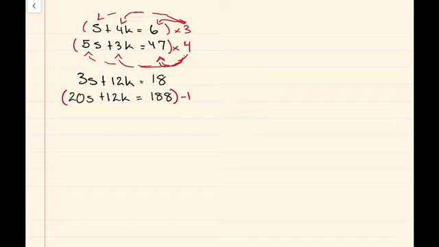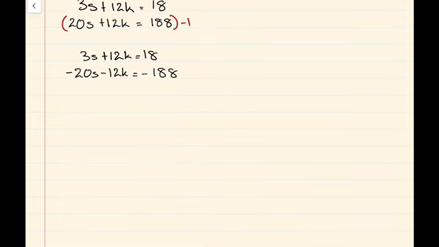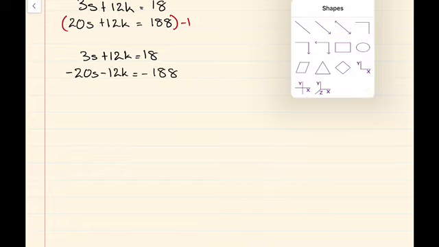So let's write back the first equation and multiply everything by -1. Everything is just going to become negative now. So we're going to have negative 20s minus 12k, and that's going to be equal to negative 188. Okay? So now that we have this equation here, we can cancel out the k's when we're adding.